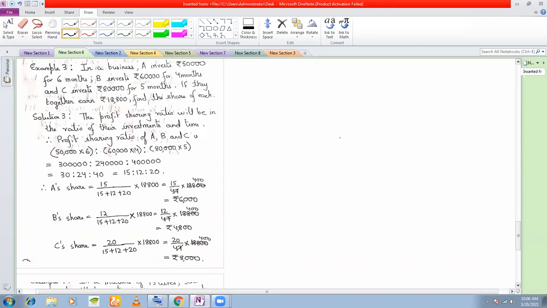There are three partners, A, B and C. They are investing. A is investing for 6 months, B is investing for 4 months, and C is investing for 5 months. Now clearly, who will get the higher profit?